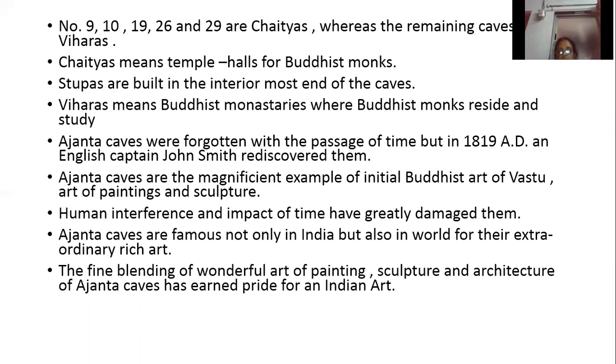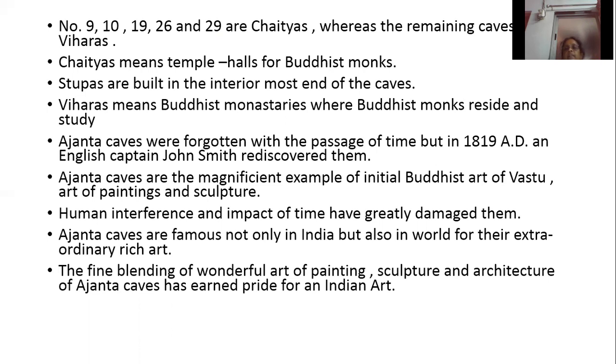Buddhist religion. Again, Ajanta caves are divided into 2 categories, chaityas and viharas. Chaityas means temple halls for Buddhist monks, and stupas; viharas means Buddhist monasteries where Buddhist monks reside and study. Which caves are the chaityas? 9, 10, 19, 26 and 29. 5 caves are the chaityas and the remaining 25 are the viharas.